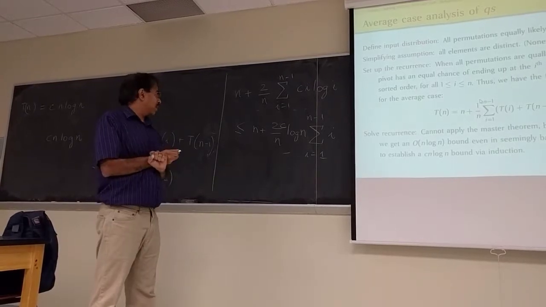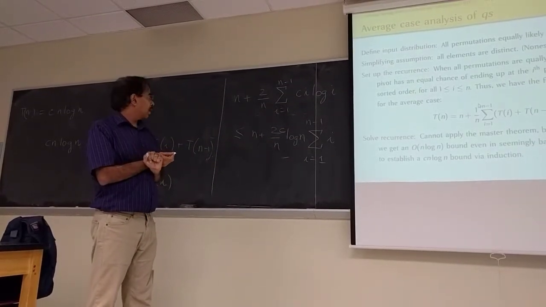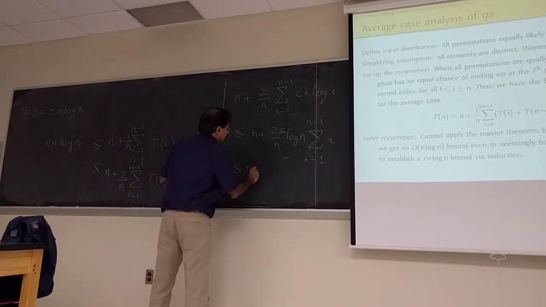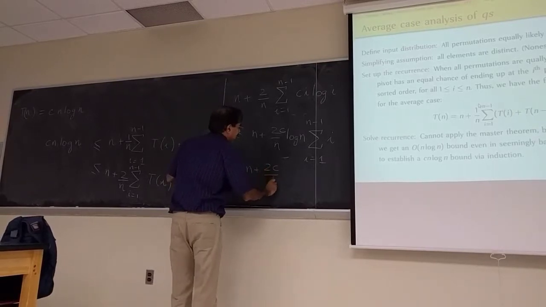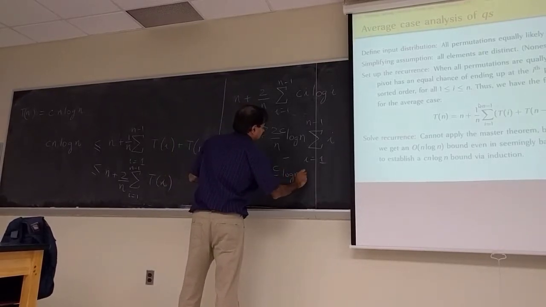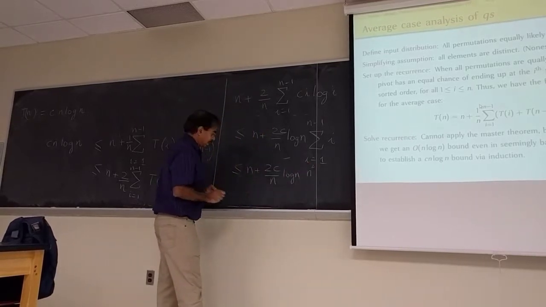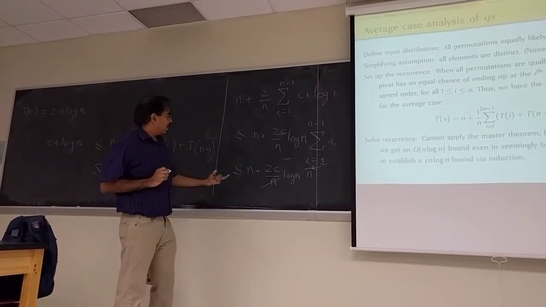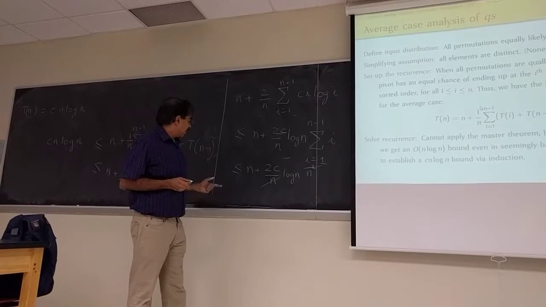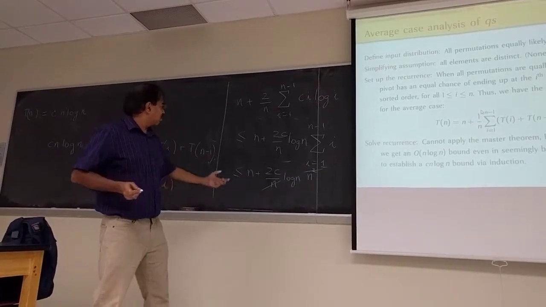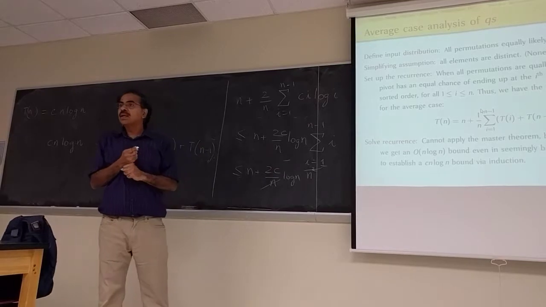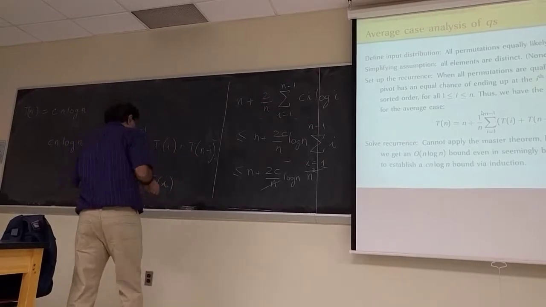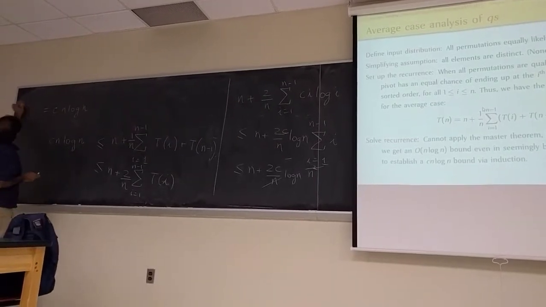Unfortunately, this is not going to work because that's going to be an n square log n term. So this will become n plus 2c by n log n times n square type of thing. And you can, of course, cross that out with this. But unfortunately, you end up with something bigger than Cn log n. Okay, so let me write it more clearly so you can see what's going on.